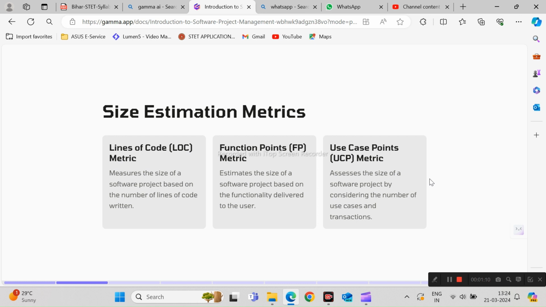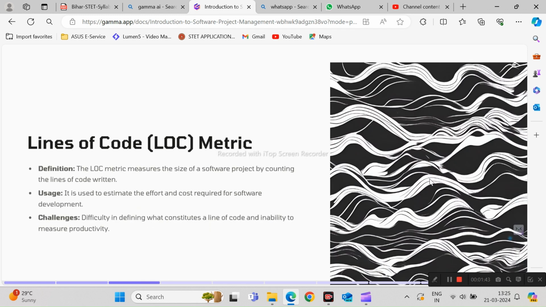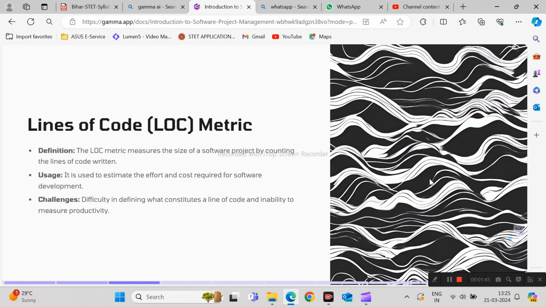The first one, line of code, measures the size of a software project based on the number of lines of code written. The second one, the function point metric, measures or estimates the size of a software project based on the functionality delivered to the user. The third one, UCP, use case point metric, assesses the size of a software project by considering the number of use cases and the transactions.